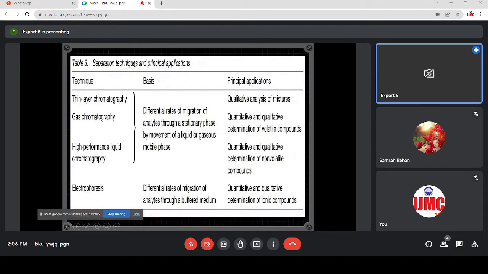As the separation techniques are taken into consideration: TLC, GC, HPLC, electrophoresis. Nowadays HPLC, HPTLC, UPLC is very common.